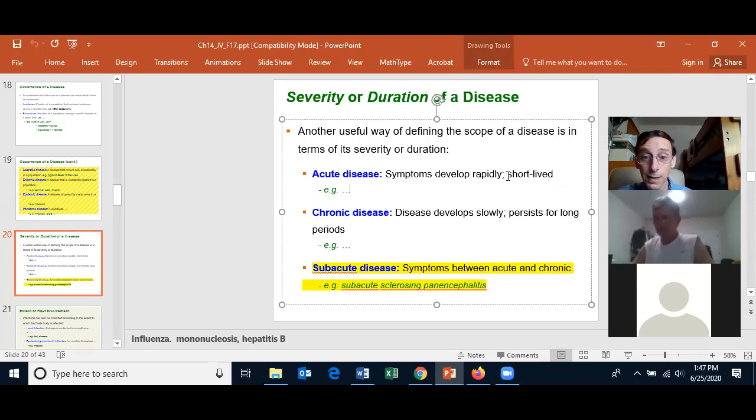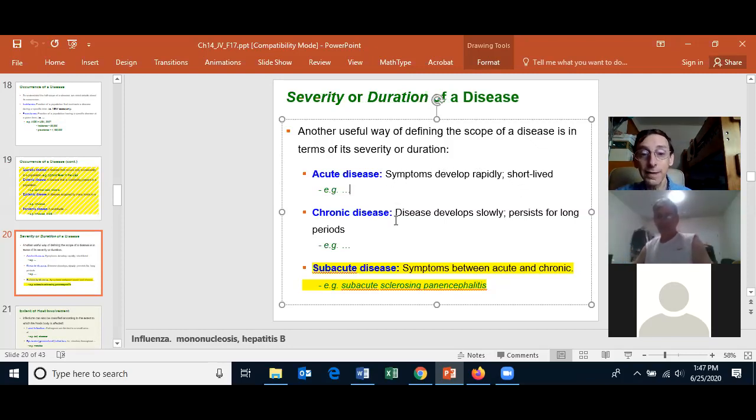Now, there are many examples of short-lived diseases. Usually chickenpox in a child is an acute disease. The symptoms develop rapidly, and it's short-lived, and then about a week after they first get symptoms, the symptoms go away. Okay? Usually that happens in the childhood diseases where they're acute diseases.